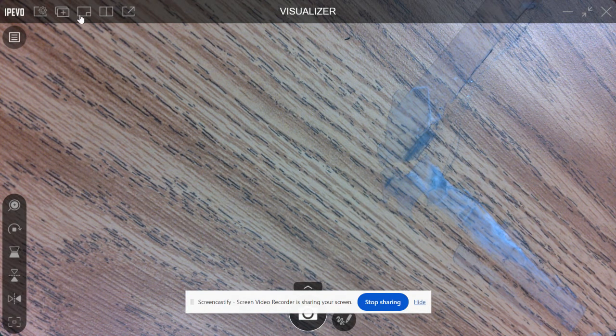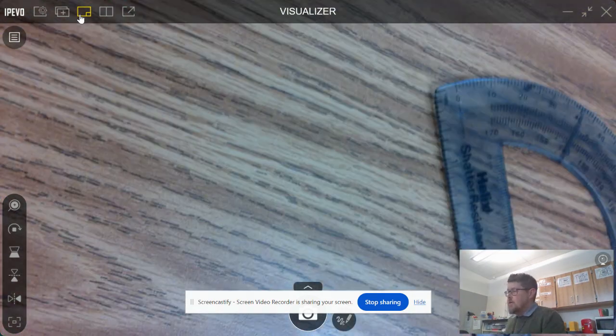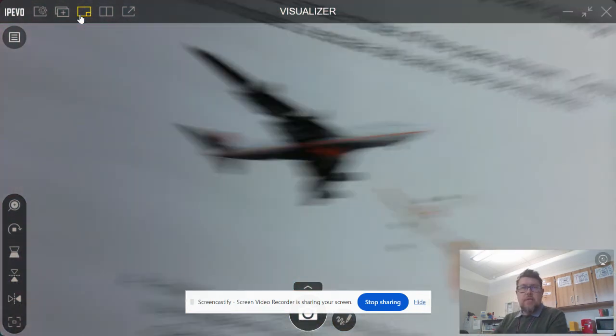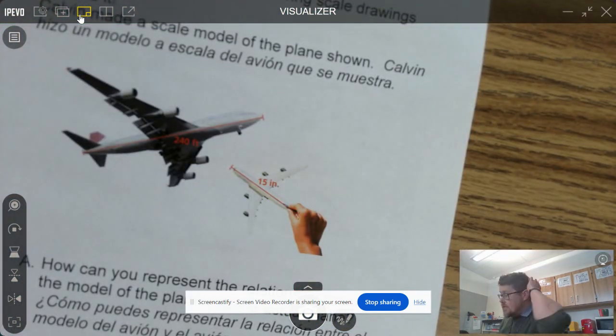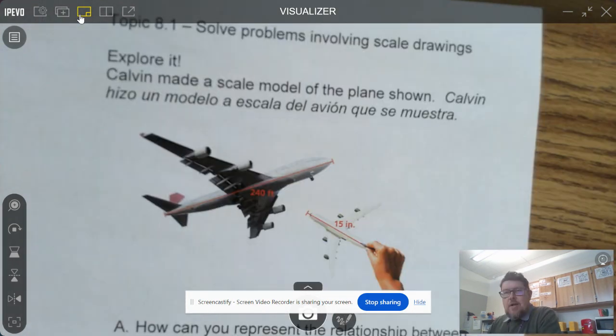Let's see here. So, starting a new topic. We're actually skipping to 8. So exciting. Yeah, let's see. So, this is like a geometry unit. We're going to talk about scale drawings today.